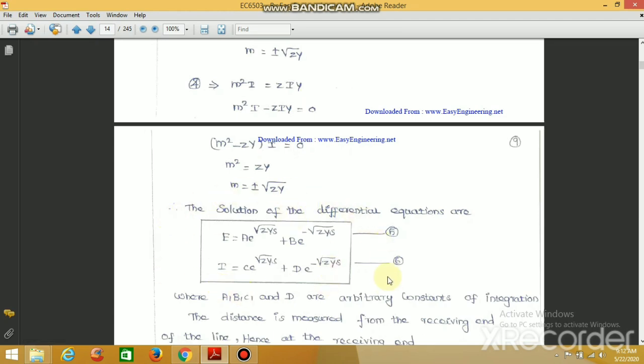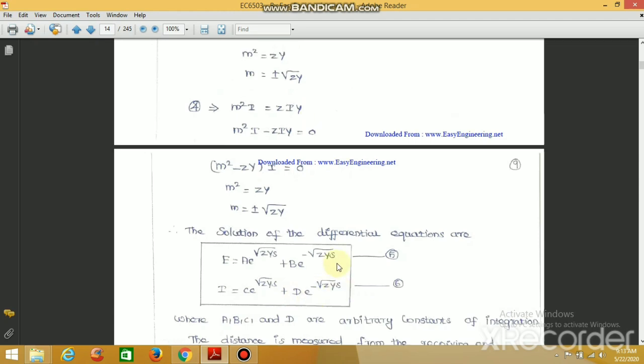So this is a very important equation, my dear students. Equations 5 and 6 are very important equations. These equations are the solutions for the differential equations 3 and 4. So we have found the two solutions, E and I. E is equal to A into e^(root zy s) plus B into e^(minus root zy s). Similarly, I is equal to C e^(root zy s) plus D e^(minus root zy s).